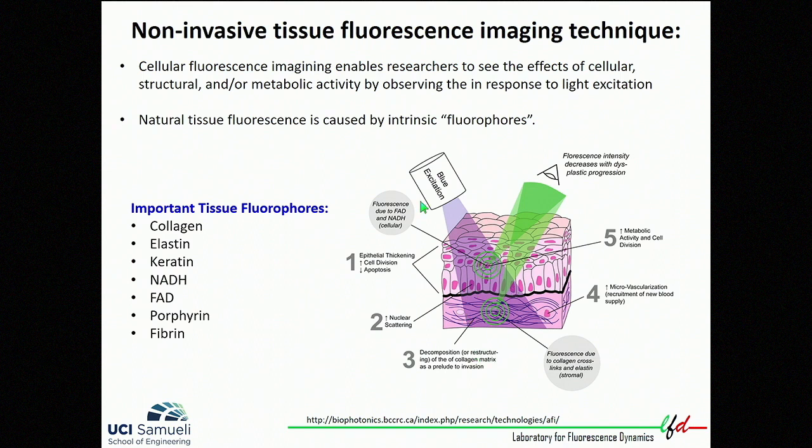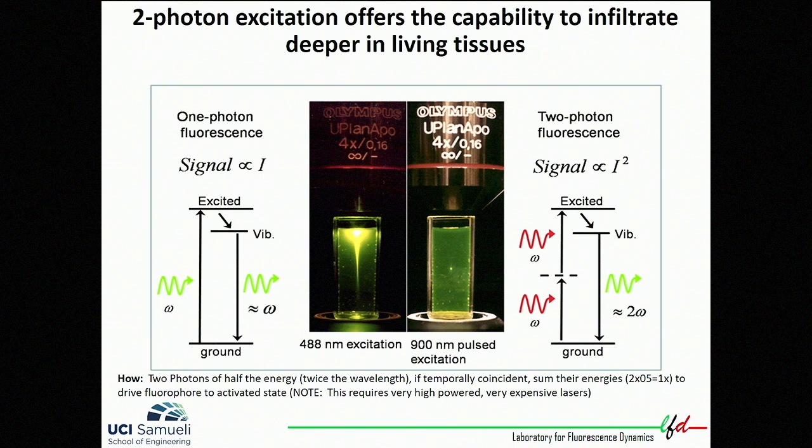So within the tissue, there are natural fluorescence properties, or fluorophores, and they consist of specific types of fluorophores. So here you can see collagen, elastin, keratin, NADH, FAD, porphyrins, and fibrin. We have two approaches to actually visualize or illuminate these fluorophores. We can use either one photon excitation imaging or two photon excitation. In all of our applications I'm going to show you today, we're using two photon excitation because it offers the capability to actually probe deeper inside tissues.